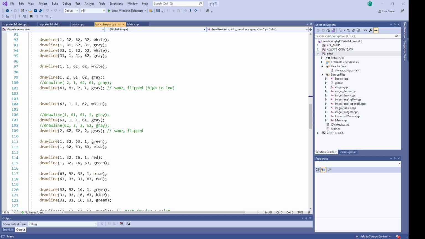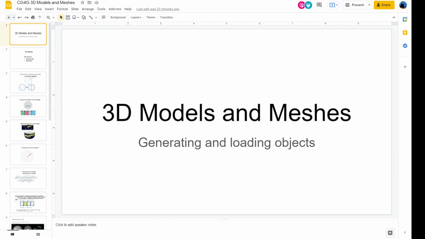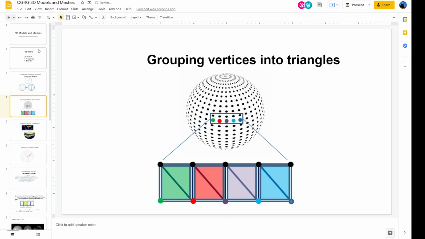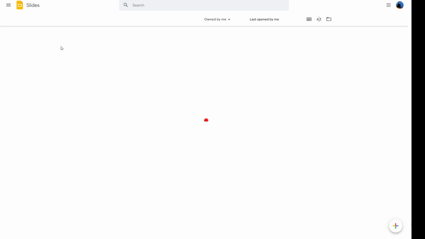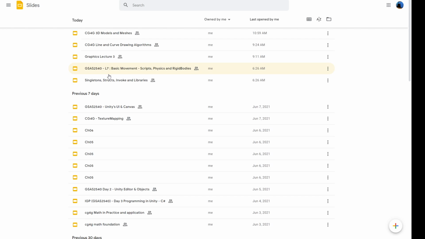So let's jump in to, let's see if I can get there again. All right. So yeah, let's talk about models and meshes, and that requires me to go to over here. Or actually, well, let's see. I guess we'll talk about the lines and curves first. I kind of had intended to do them the other way around, but why not? We'll do it this way.